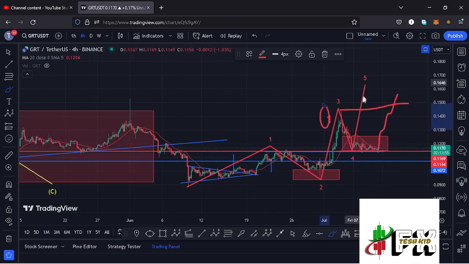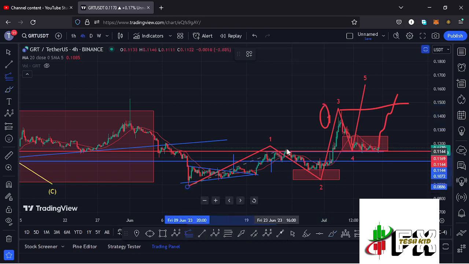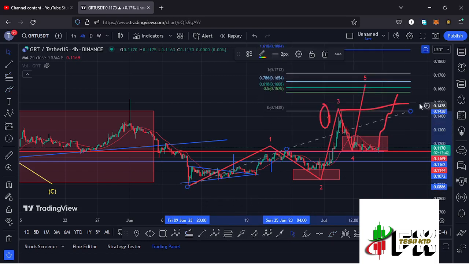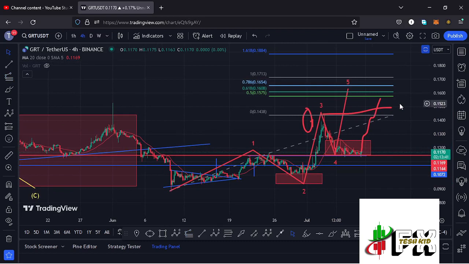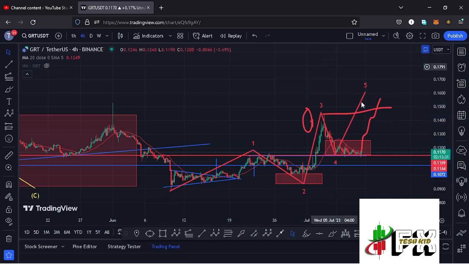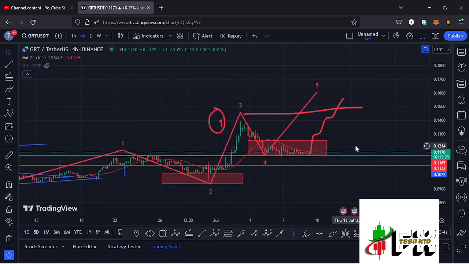Giving you minimum target areas for this wave 5, by connecting the trend-based Fibonacci from the low of the first wave to the high of that wave 1, then dragging the fibs to the high of that wave 3, I get a minimum target area for the wave 5 at the fib level 0.618, and that is at around the $0.1608 mark. And that is the minimum that we can expect that wave 5 to the upper side to do.